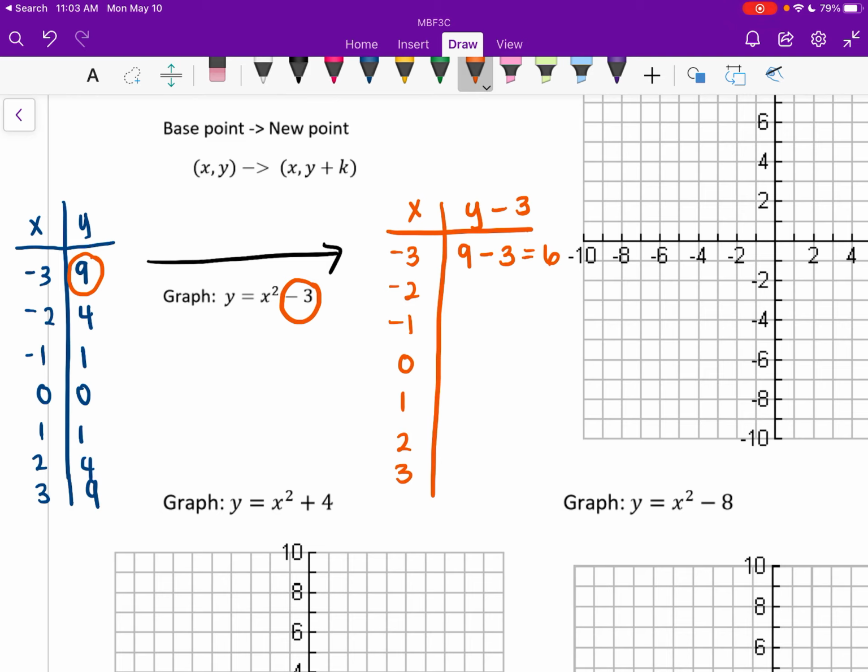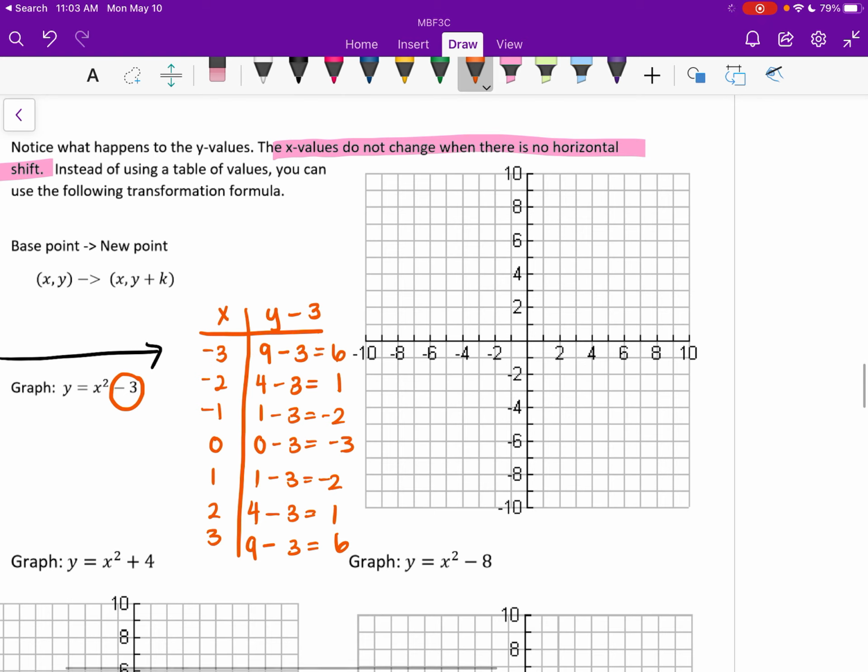And I'm going to do that for the rest of them. So I like to just go in and put my original points in. So I'm going to say 0, 1, 4, 9. And I'm just going to go put in, okay, minus 3. 4 minus 3 is going to be 1. 1 minus 3, -2. 0 minus 3 is -3. 1 minus 3 is going to be -2. 4 minus 3 is going to be 1. 9 minus 3 is going to be 6. And notice how that's so much easier than having to go in and be like, okay, x squared minus 3, right?